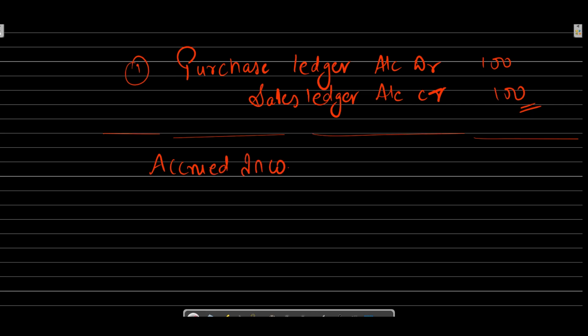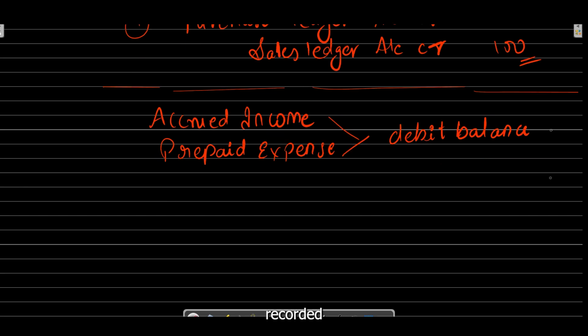Accrued income as well as prepaid expense will always have a debit balance, and they would be recorded as current assets under other receivables. Remember this thing. They would be recorded under current assets. And where else?